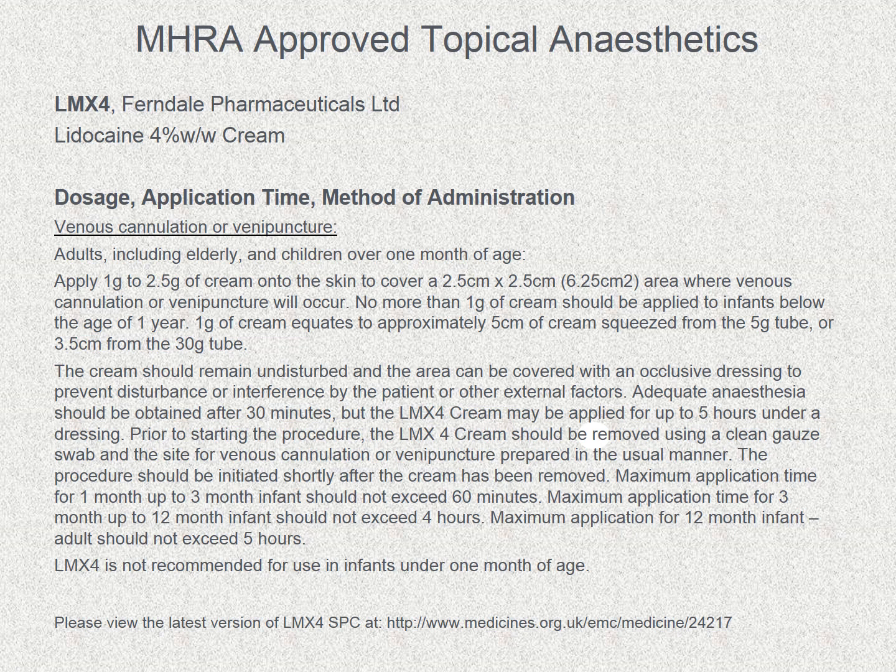In terms of the application, we would normally apply around about half a tube, so that's 1 gram to 2.5 grams of the cream onto the skin to cover an area of around 2.5 centimeters by 2.5 centimeters, and that's at the site of the needle insertion. For children under 1 year of age, then no more than a gram of cream should be applied to the procedure site. Normally this would be occluded to stop fingers being put into the cream, etc., and it being disturbed, although there are clinical studies that indicate that occlusion is not required for the onset of efficacy.